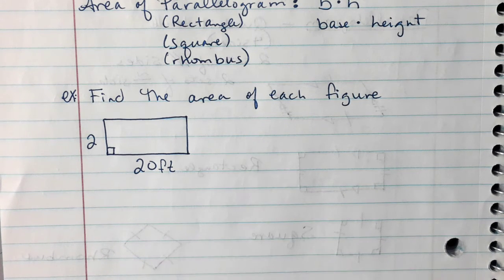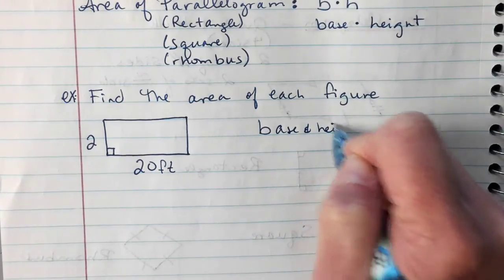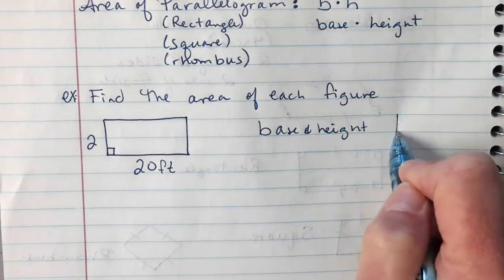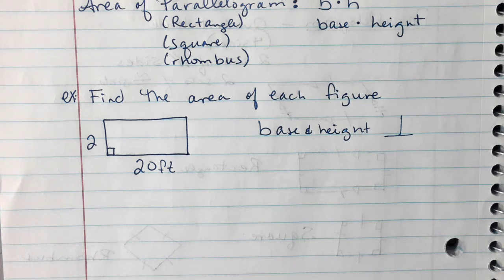Now, when we talk about base times height, one of the things we need to understand is that the base and the height are perpendicular to each other. They have to meet at 90 degrees. And that goes back to that definition of a height. It's got to drop down or rise up, depending on how you're looking at it, to another length, side, or segment so that they meet at 90 degrees.